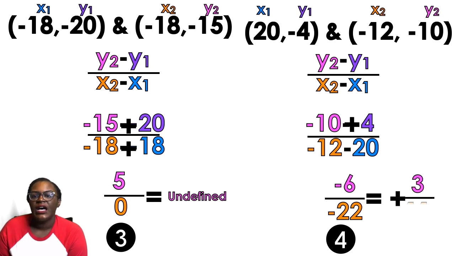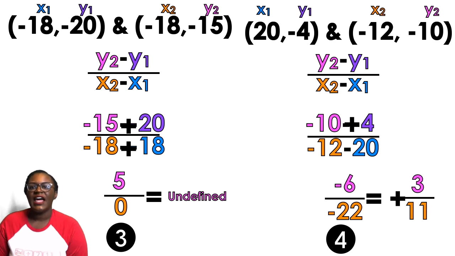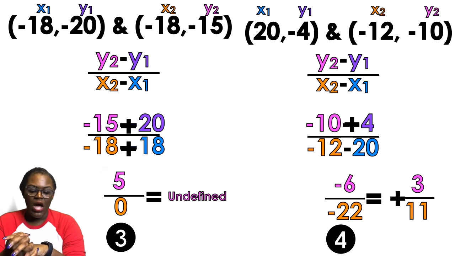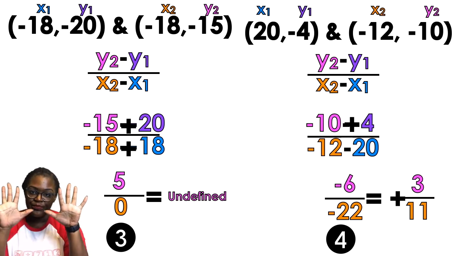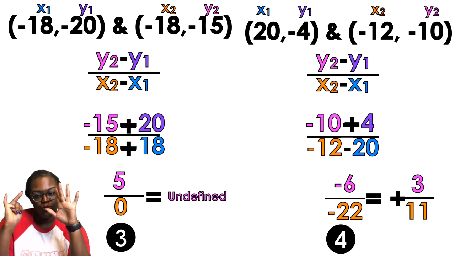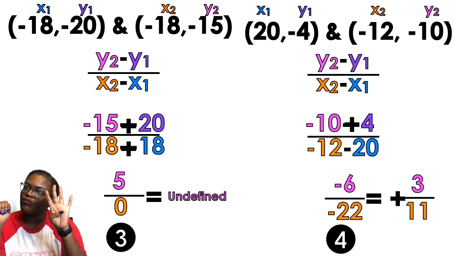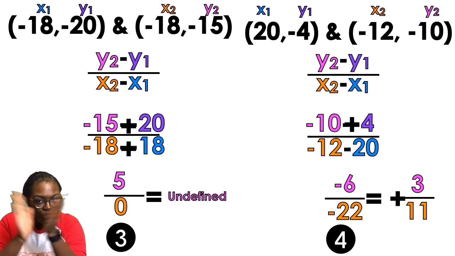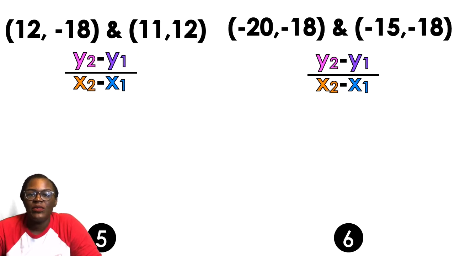Okay, example 5 and 6. Is this my last slide? Oh my gosh, you have to do these on your own. First I want you to label y2, y1, x2, x1. I'm going to give you 10 seconds. Okay, so when you label them, you should have labeled y2 as 12, y1 negative 18, x2 11, x1 is going to be 12.